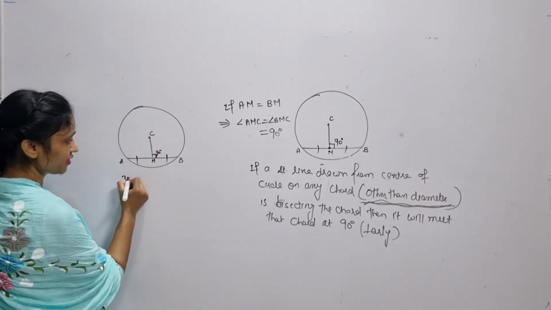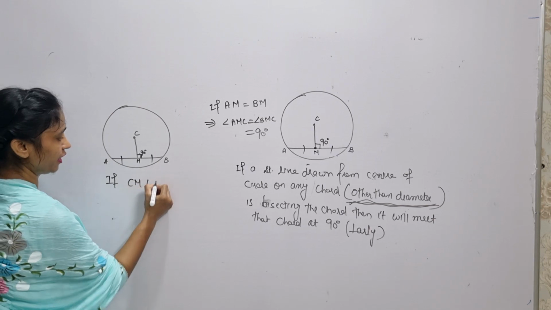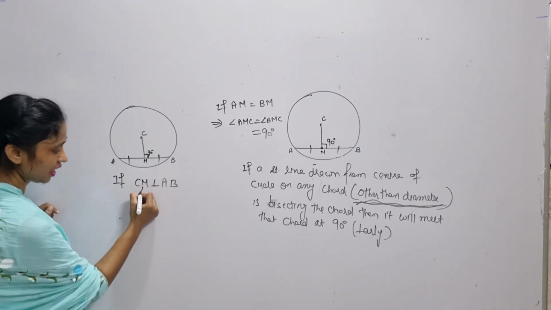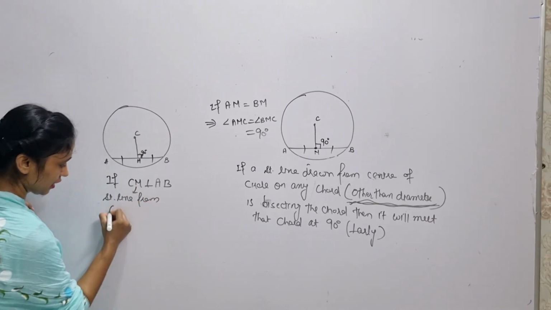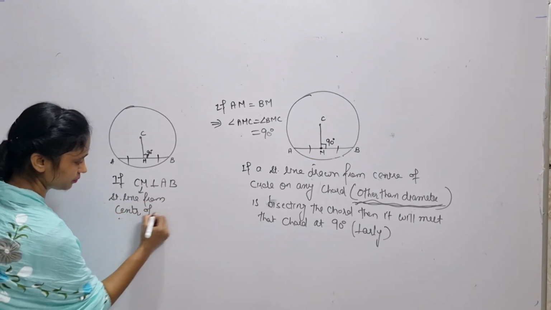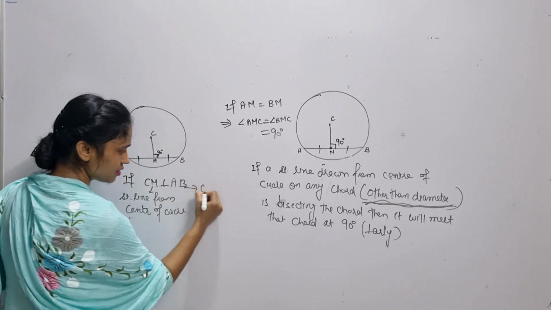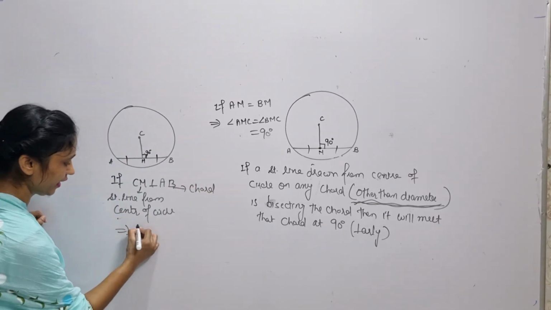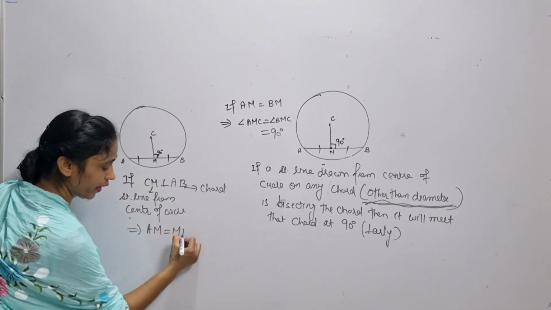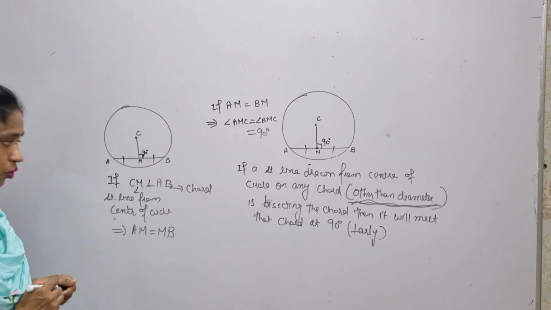Means if it is given that CM is perpendicular to AB, CM is straight line from center of the circle, AB is chord. If it is given, okay, then we can say that AM is equal to MB.